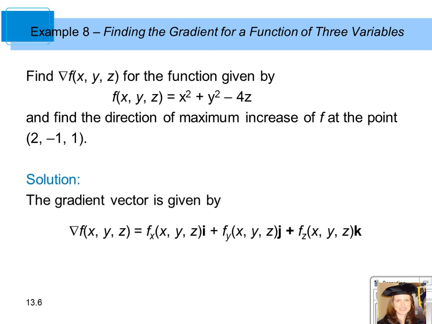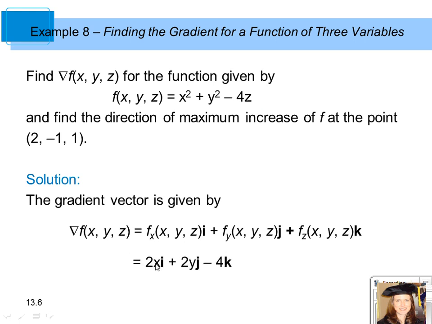Find the gradient of the function of three variables. We find the partial derivative with respect to x times i, plus the partial derivative with respect to y times j, plus the partial derivative with respect to z times k. When you take the partial derivative with respect to x, you treat x as a variable and treat y and z as constants. That derivative is 2x. The derivative with respect to y is 2y, and the derivative with respect to z is negative 4.